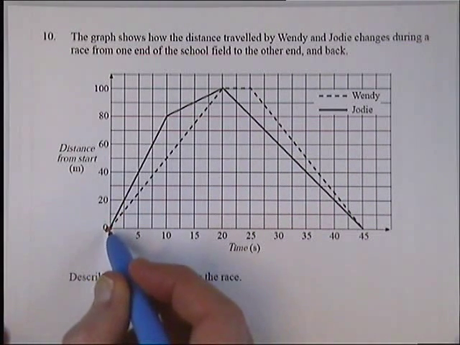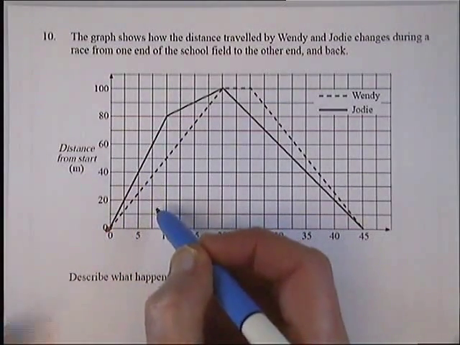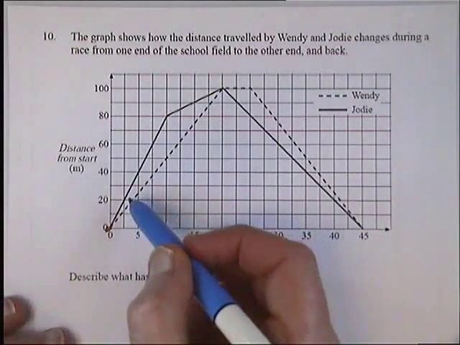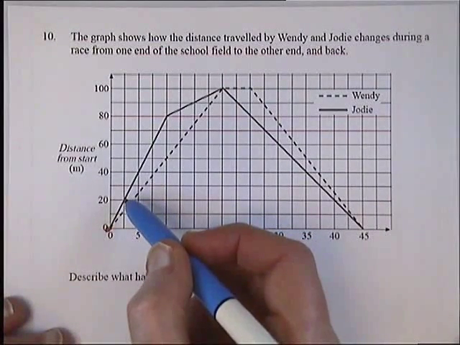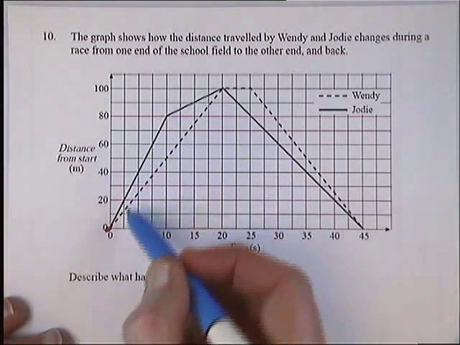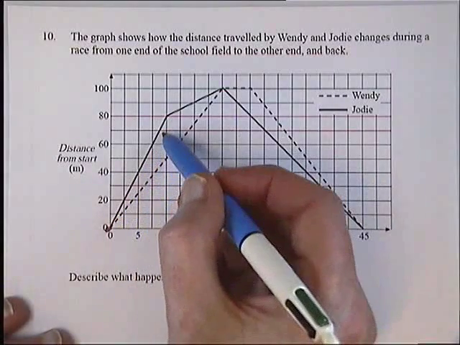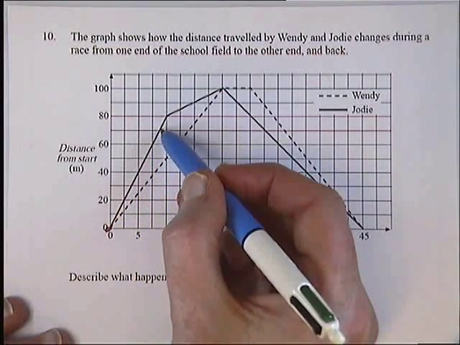Well, they both start off at the same time and they're both running. Now, who is running the fastest? From what we said in an earlier video, the steeper the line, the faster. So this line here, the solid line, is steeper than this line here. So it starts off that Jodie is running the fastest.